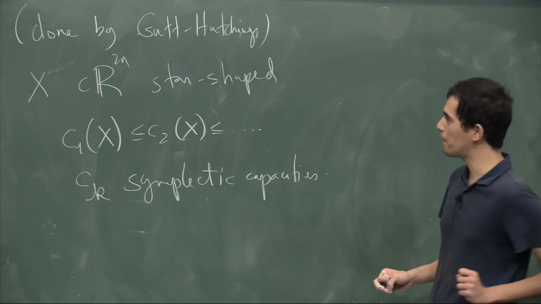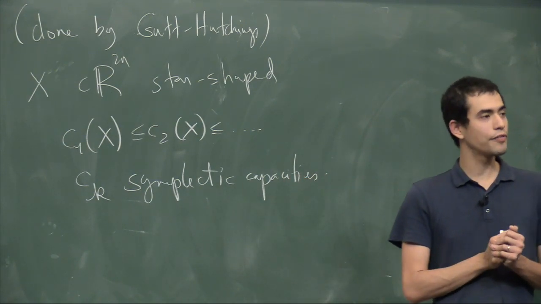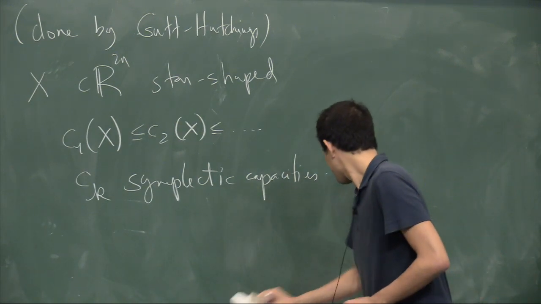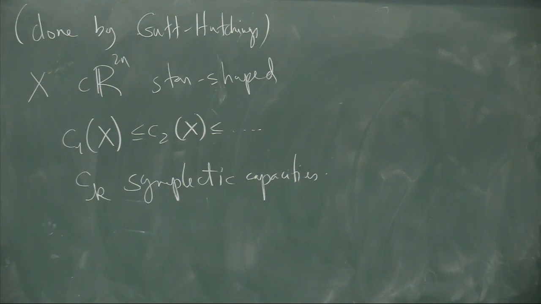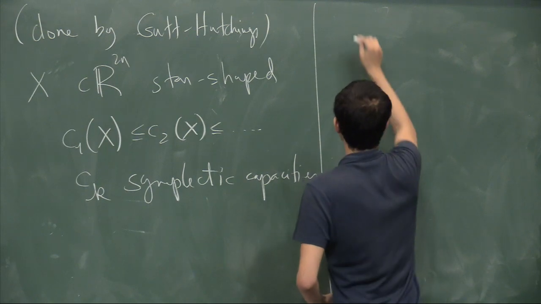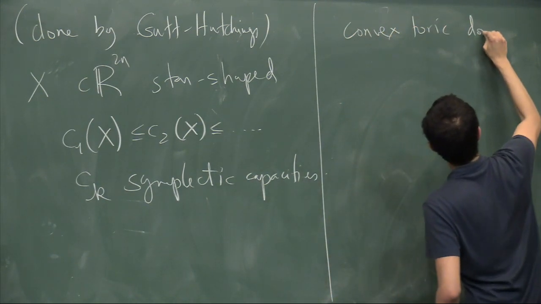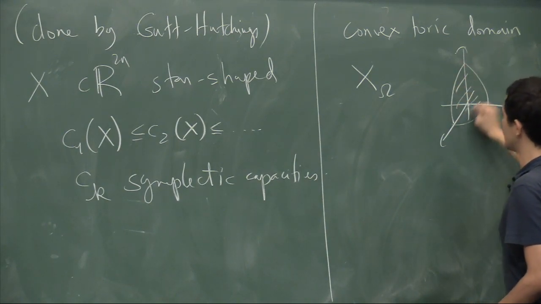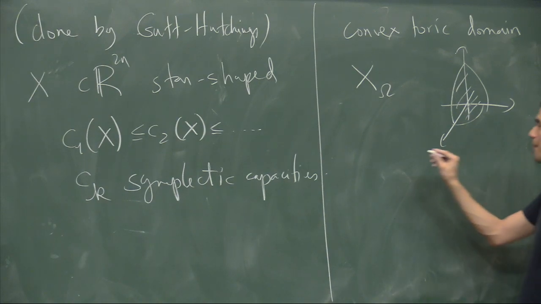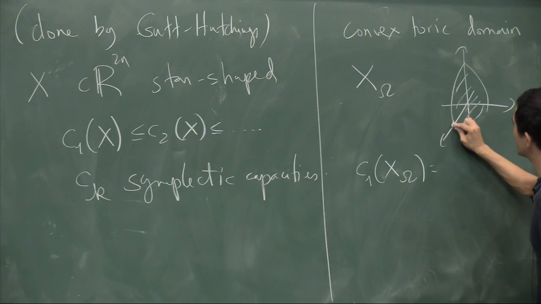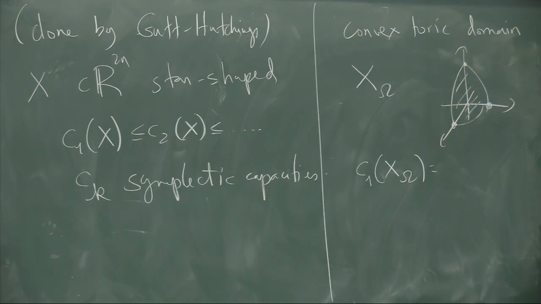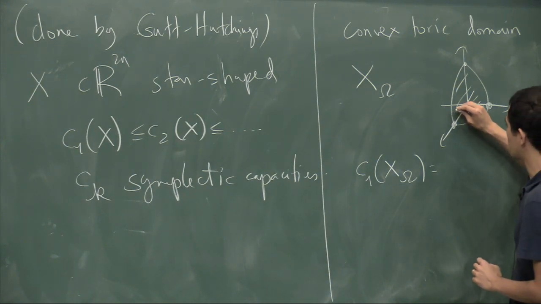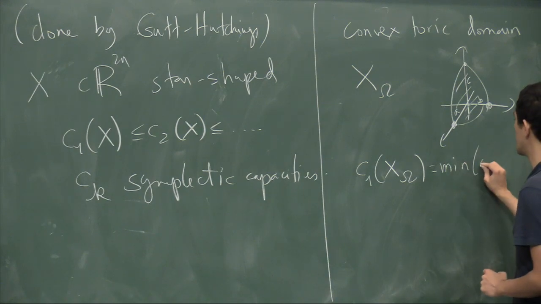Okay? But they also, in their paper, they compute these capacities for the concave toric domains, which are the ones that we're interested in this talk. So they show that, if you have a convex toric domain X_Ω, so maybe I should draw the picture in 3D to convince you that I could be working in higher dimensions. So they show that, for example, c_1 of X_Ω is going to be the smallest of these three numbers. So the smallest of the x intercepts. So if you call this, I don't know, A, B, and C, so c_1 is going to be the minimum of A, B, and C.